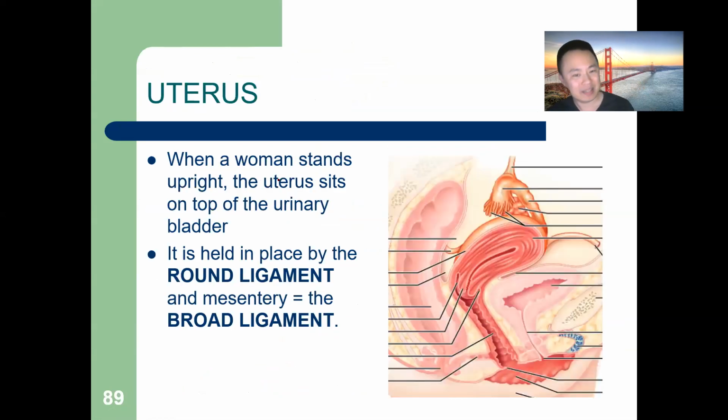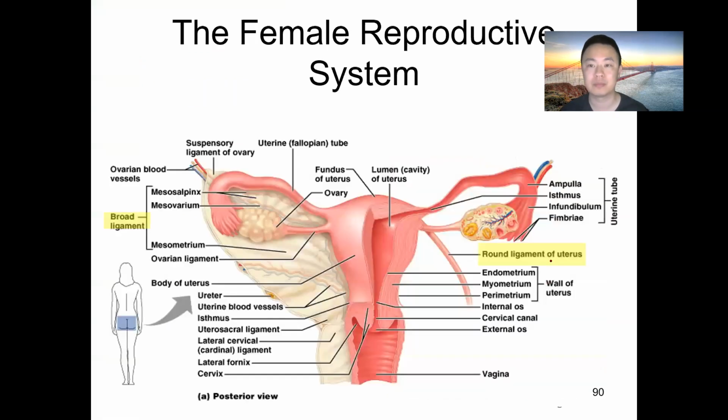Now, when a woman stands upright, the uterus sits on top of the urinary bladder. You can see here, physically, the uterus is tilted over and sitting right there on top of the bladder. What prevents it from completely leaning onto the bladder is the round ligament and the broad ligaments to hold it up. If the ligaments start weakening, the weight of the uterus could press down on the bladder, causing more frequent urination.